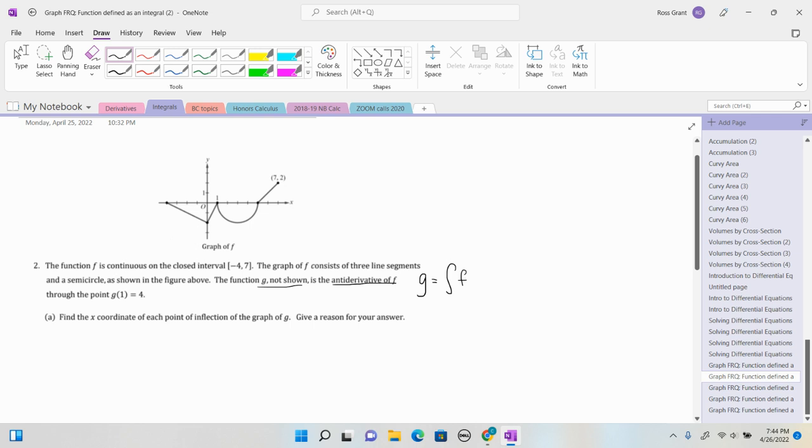We have f is continuous. We have a closed interval, so I might be doing the extrema test here. F has 3 line segments and a semicircle. So that's important to know. And this is f shown above.